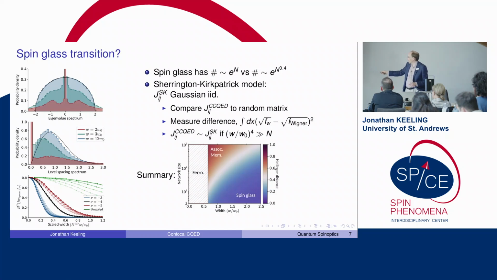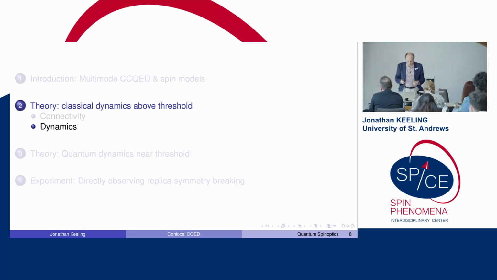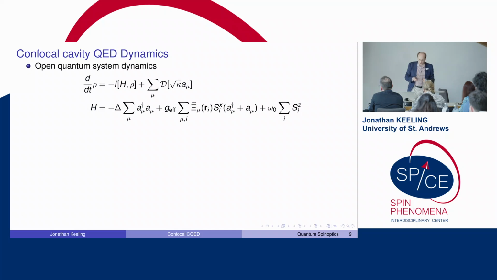And what is notable here is that while the transition from the ferromagnet to the associative memory was at a critical value of W that did not depend on system size, this transition to where this looks like a Sherrington-Kirkpatrick model is system size dependent. So there is this line here that says you need W to the power 4 to be much larger than N, and then you get exponentially many minima. So this is half the answer to when you transition to a spin glass, but the other half of the answer requires thinking about the dynamics. And that's what I'm going to talk about next.